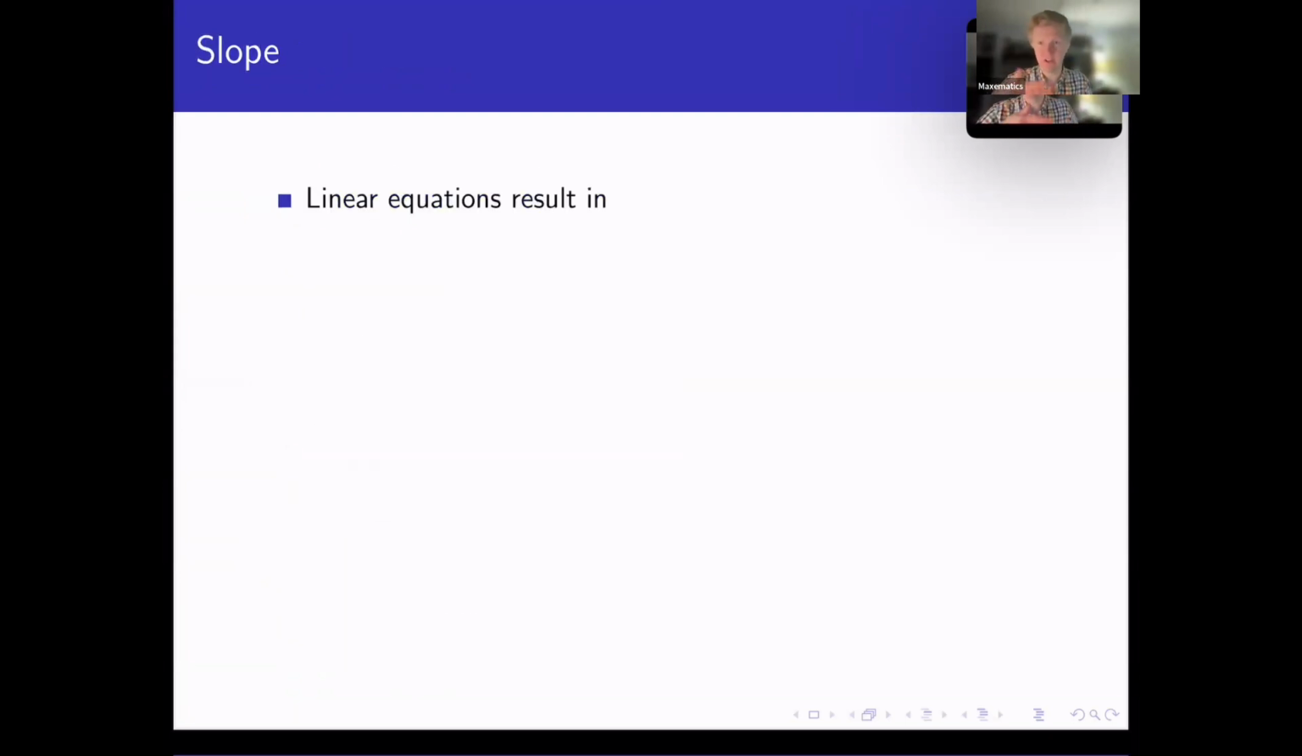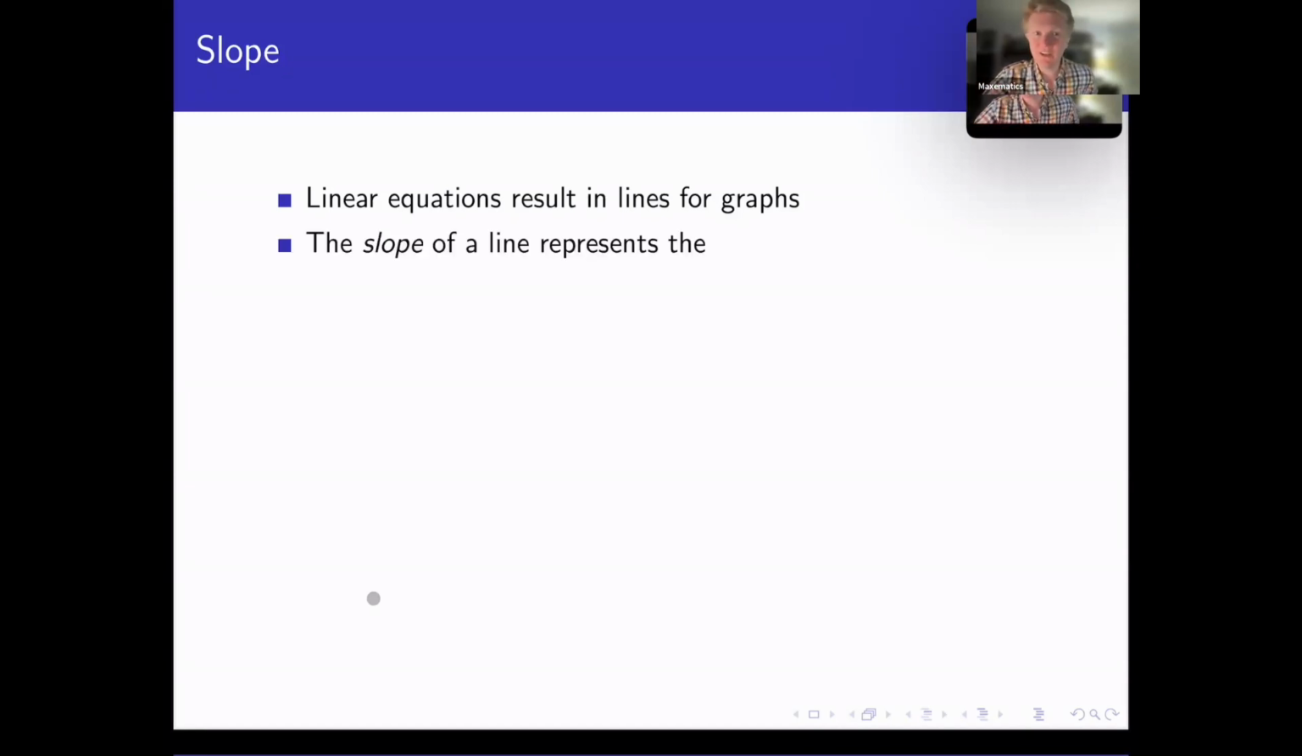So linear equations, right? We looked at linear equations in early chapter 1. And linear equations result in lines for graphs. That's not really surprising, right? So the first thing we need for a linear equation is the slope. Now, the slope of a line represents the steepness of the line. You know, how fast does it grow or how fast does it decline? How slowly does it decline and so on.